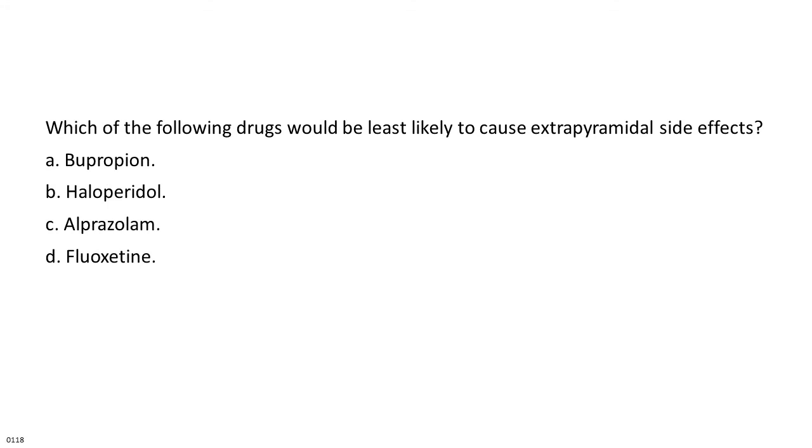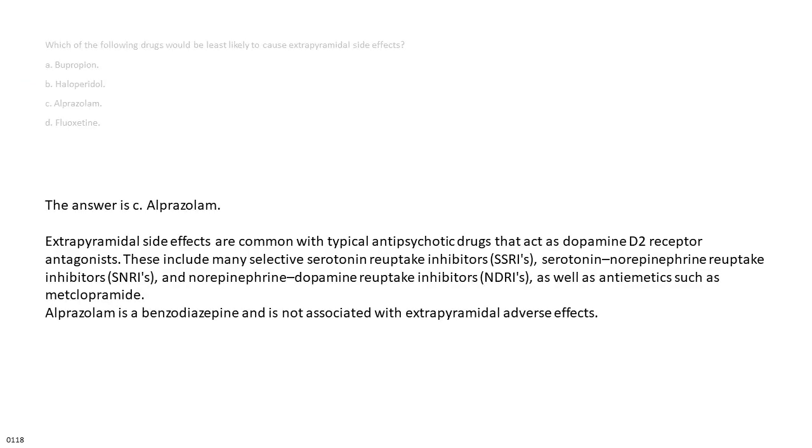Which of the following drugs would be least likely to cause extrapyramidal side effects? A. Bupropion. B. Haloperidol. C. Alprazolam. D. Fluoxetine. The answer is C. Alprazolam. Extrapyramidal side effects are common with typical antipsychotic drugs that act as dopamine D2 receptor antagonists. These include many selective serotonin reuptake inhibitors, SSRIs, serotonin norepinephrine reuptake inhibitors, SNRIs, and norepinephrine dopamine reuptake inhibitors, NDRIs, as well as antiemetics such as metoclopramide. Alprazolam is a benzodiazepine and is not associated with extrapyramidal adverse effects.